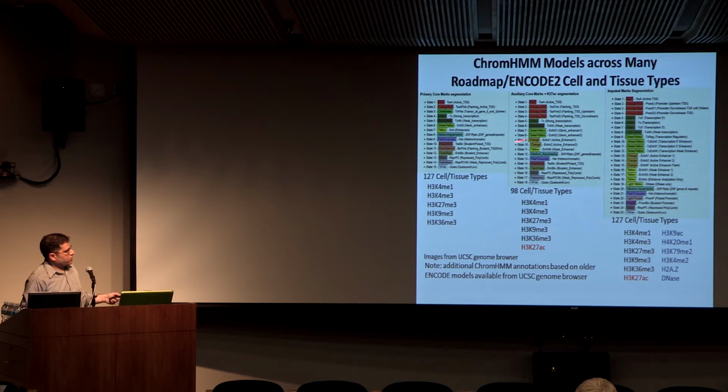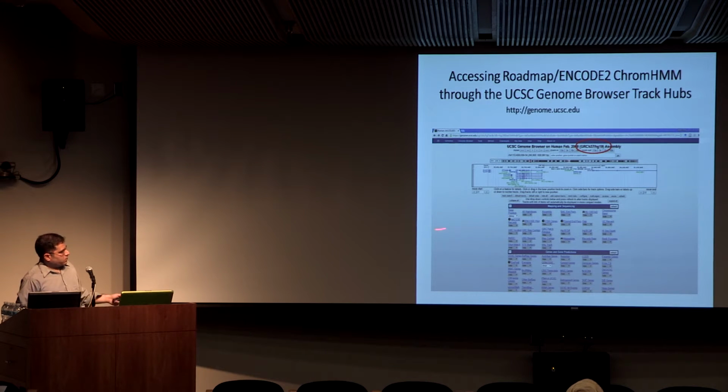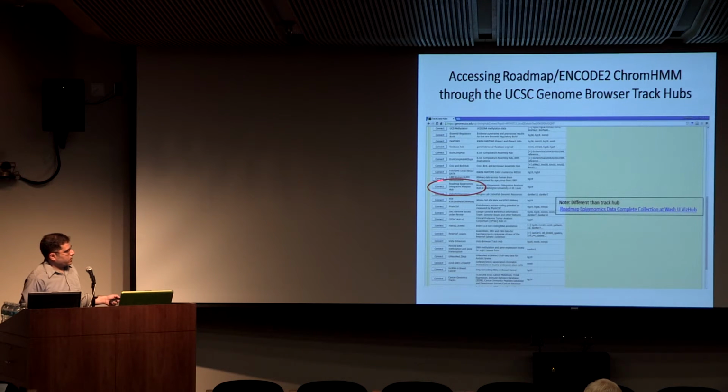These are the color codings, the chromatin state annotations, and what were the original input marks that defined them. If you want to load this up into the browser, it's defined on HG19 currently. So you would have the browser view on the UCSC. Then you would go to Track Hubs, and connect to the Roadmap Epigenomics Integrative Analysis Hub. Note that this is different from the Roadmap Epigenomics Data Complete Collection. They sound similar, but they're two different things.